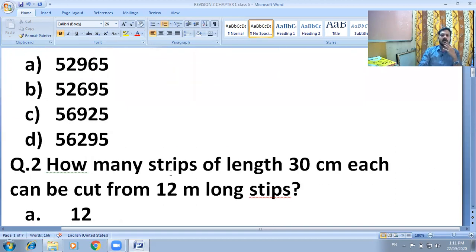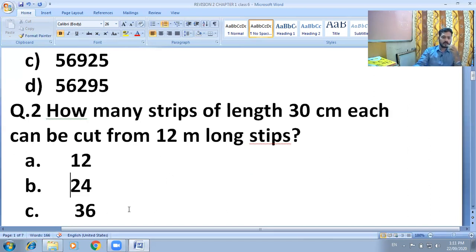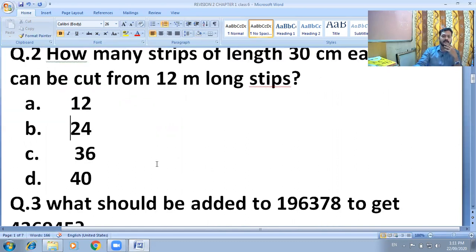Second question: how many strips of length 30 centimeter can be cut from a 12 centimeter long strip? Okay, that means how can we divide a 30 centimeter long strip into 12 centimeter long strips? How can we divide? And if you divide, then what is the value? 12, 14, 36, and 40. Remember, check whether their units are the same or not. Recall your concept, then you can get the answer.